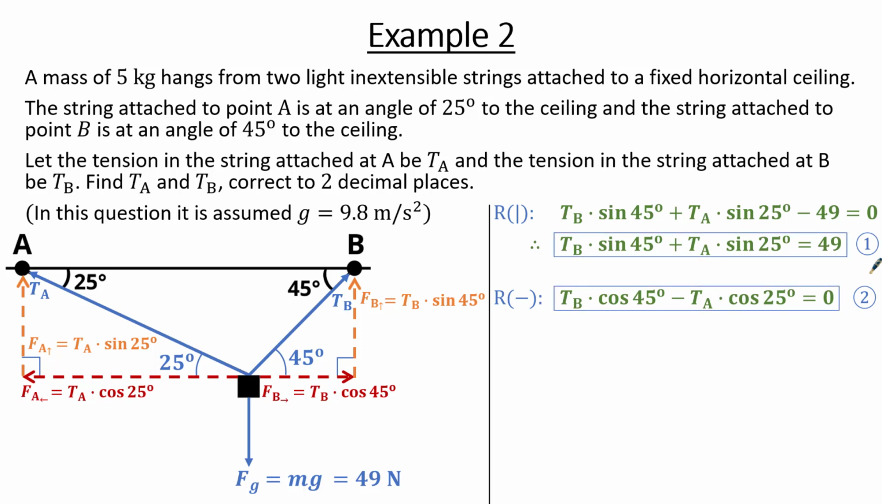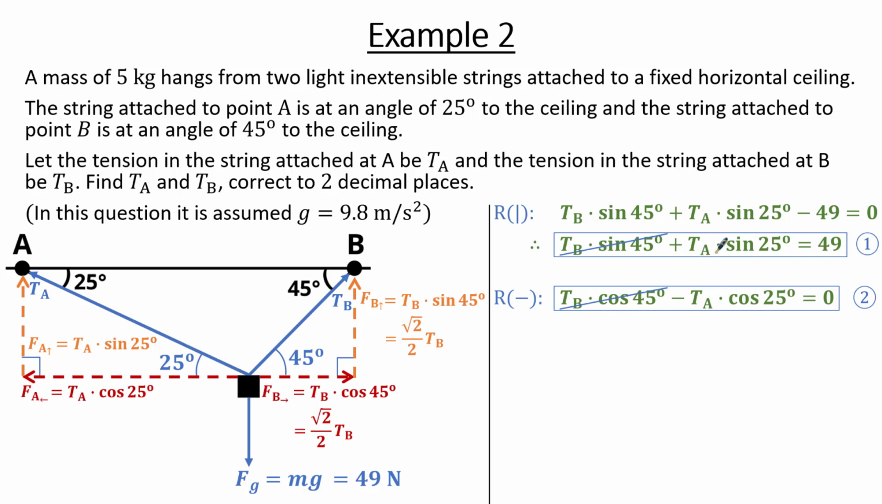So now, if we just consider equation 1 and 2, let's just look at the first term in each equation. So we have TB sine 45 and TB cos 45. Now, sine 45 equals root 2 over 2. So TB sine 45 is just root 2 over 2 TB. And similarly, cos 45 degrees equals root 2 over 2. So TB cos 45 degrees equals root 2 over 2 TB as well. So if we take equation 1 and we subtract from it equation 2, we note that the first terms cancel.